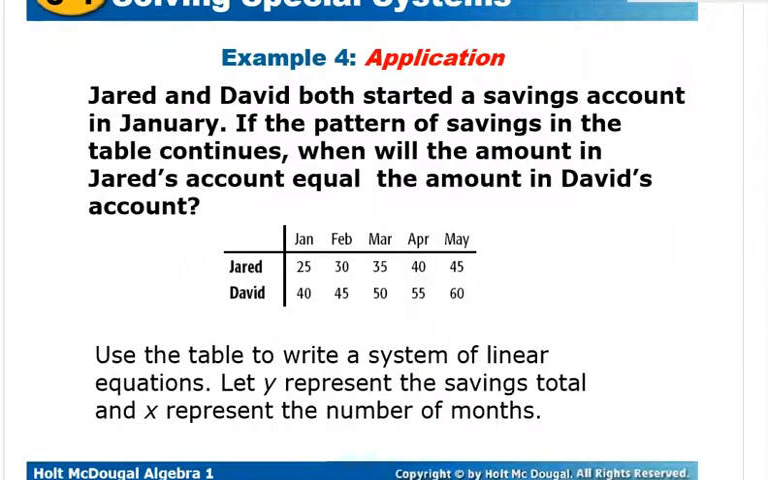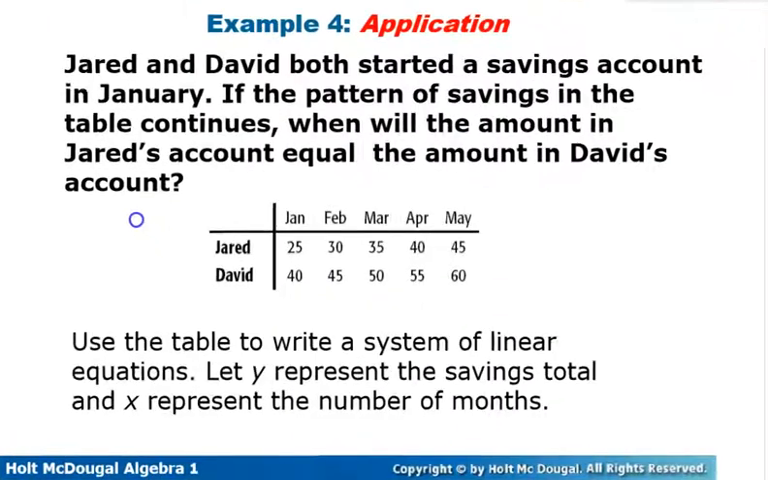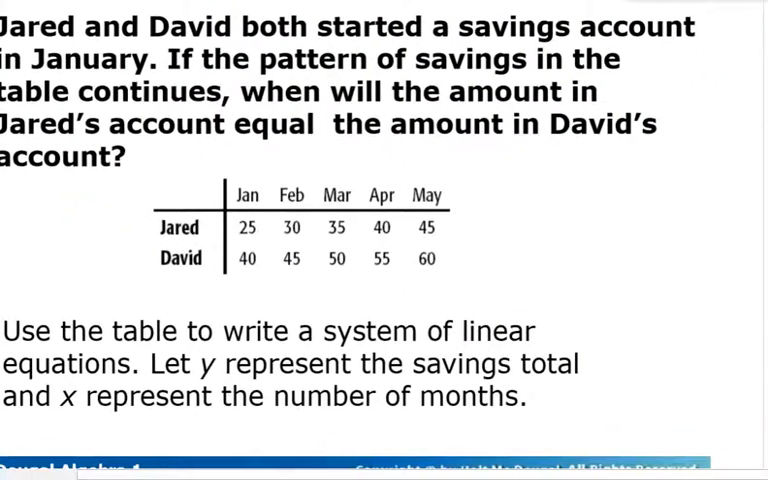Okay, so Jared and David in this problem both started a savings account in January. Good for them. If the pattern of the savings in the table continues, when will the amount of Jared's account equal the amount in David's account? So first of all, we need to figure out what's going on. So it looks like Jared started with $25. So we're starting with $25. And then we're adding a certain amount each month. Looks like we're adding $5 each month. So $5 per month. And see, I came up with that equation right there. And then we're going to equal our y.